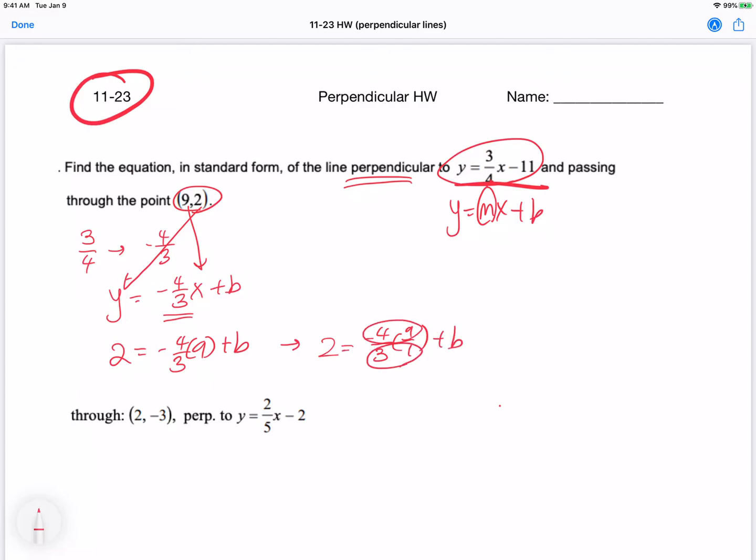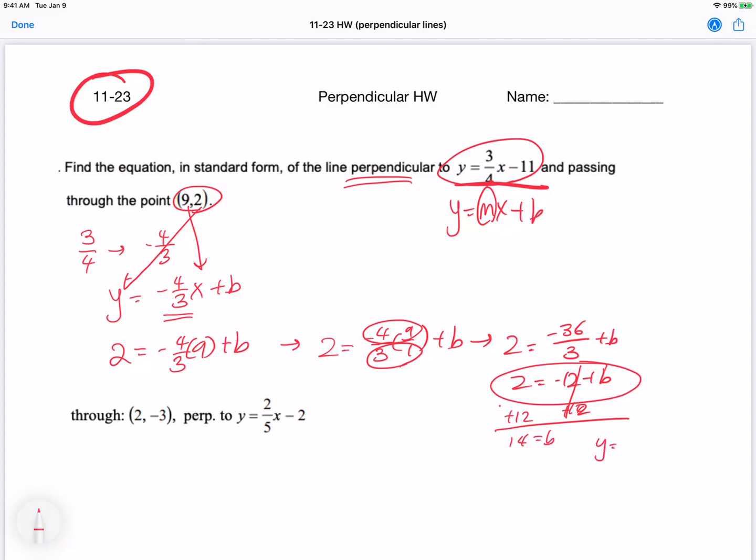Now, when you multiply the top and the bottom, this becomes 2 is equal to negative 36 over 3 plus b. 2 is equal to negative 12 plus b here. And now if you add the 12 on both sides of the equation, you get 14 for b here. So y is equal to negative 4 over 3x plus 14. That is the answer to the first question.